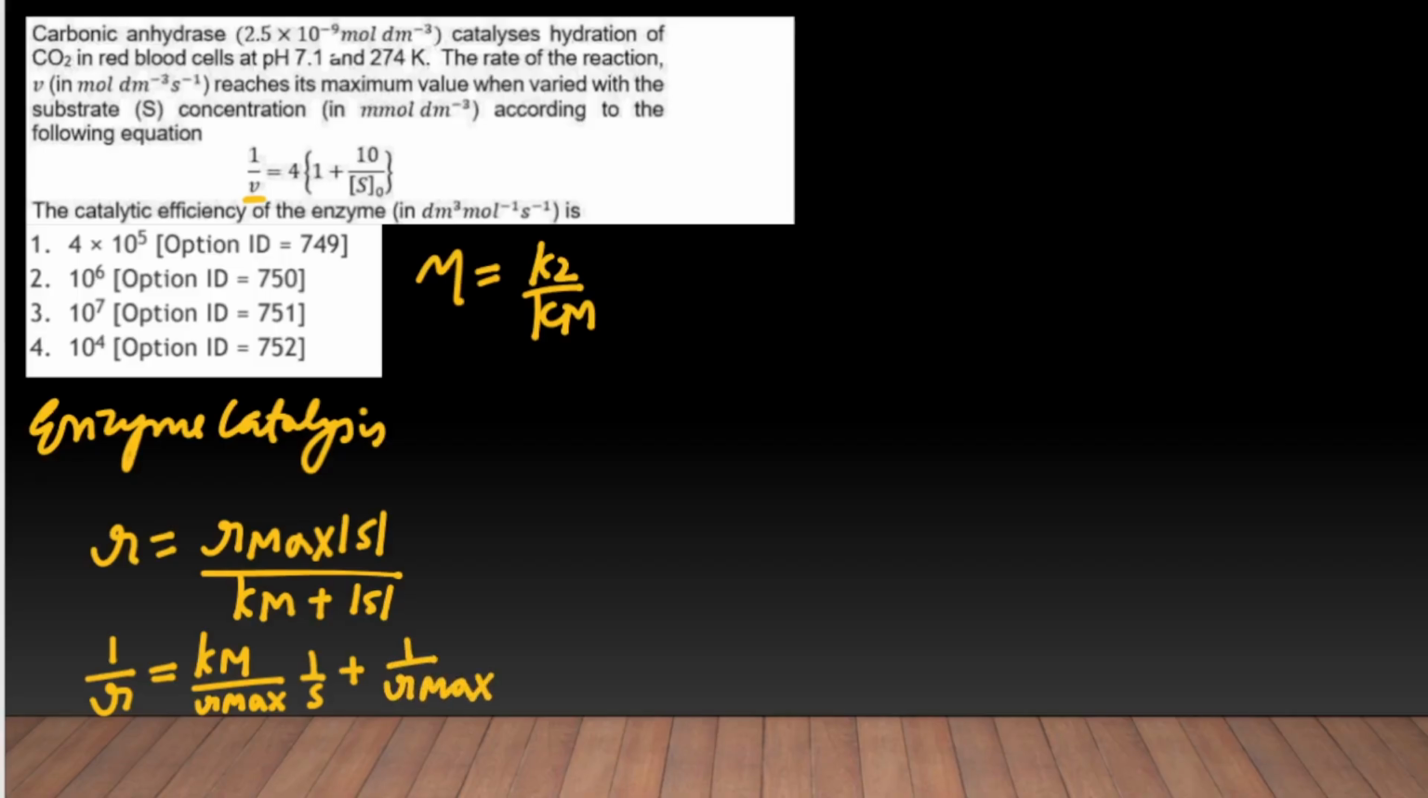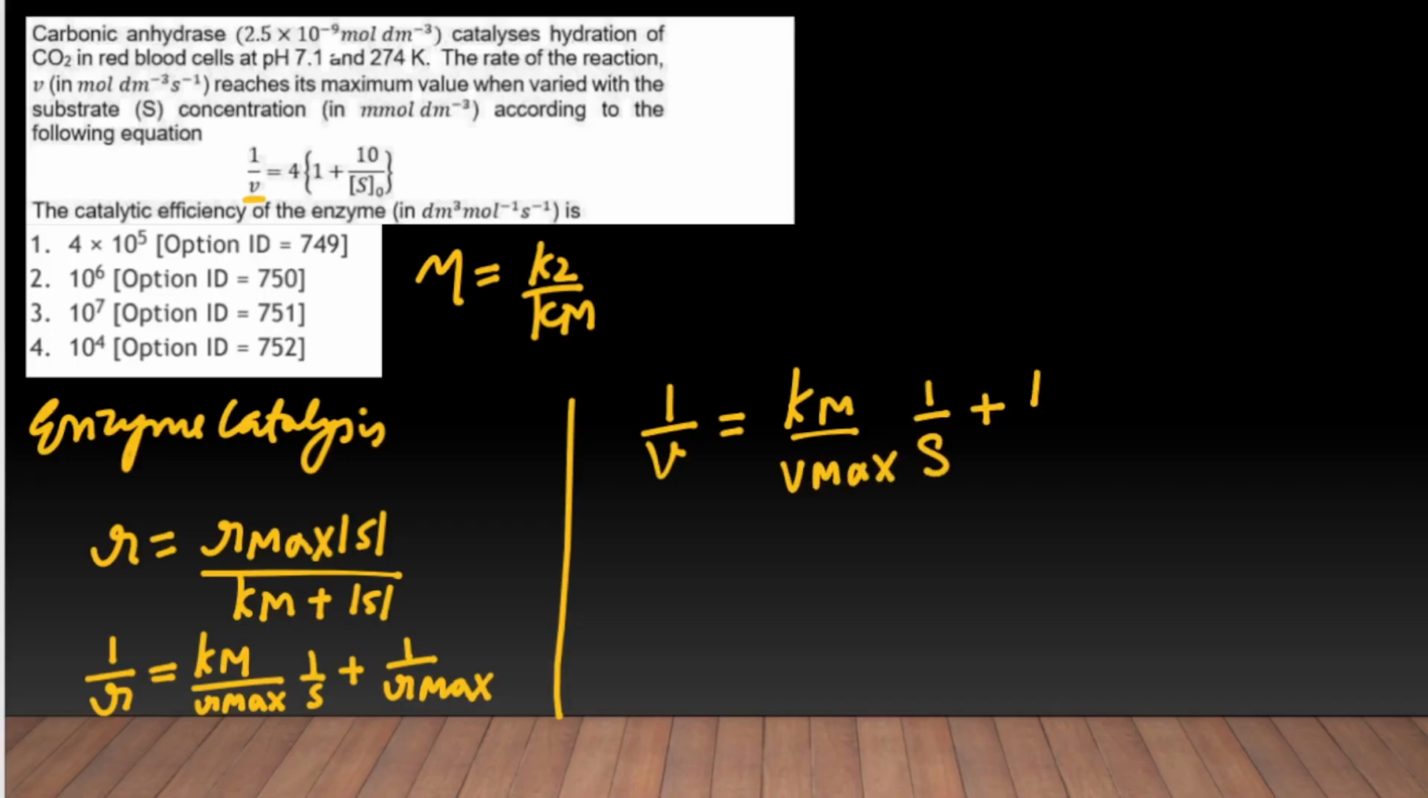This is what we will be getting. So now instead of the reciprocal of V, it becomes 1 by V equals Km upon Vmax, into 1 by S, plus 1 by Vmax. This is what we are getting.